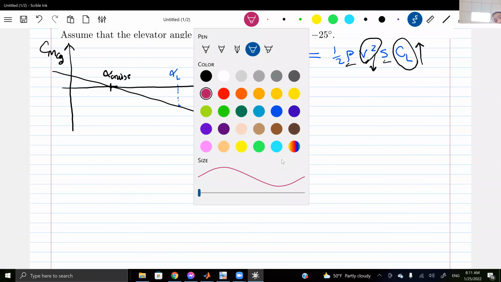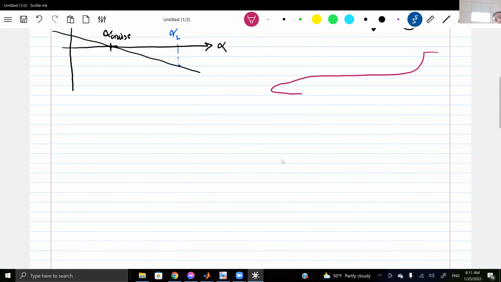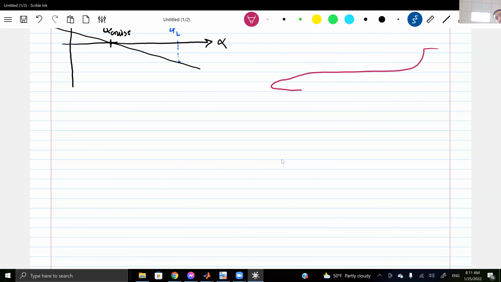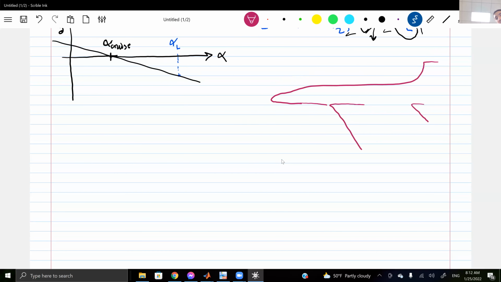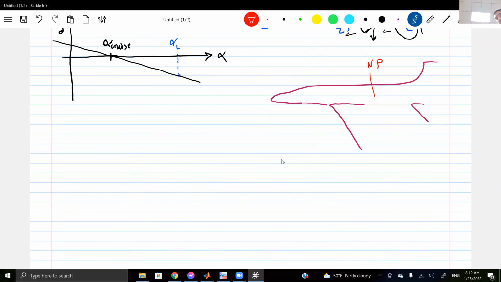Let me explain that here. So if this is my airplane, and we learned before, maybe this is the wing, and this is the tail. All right. Remember, this was the neutral point, right? And if the CG is here, the airplane is stable or unstable? Stable. Very good. Yeah, thank you, Simon.